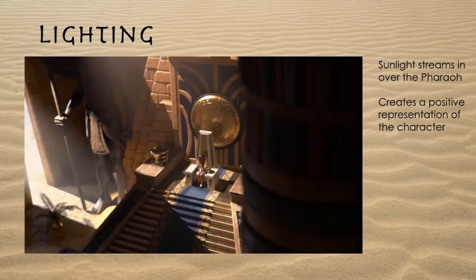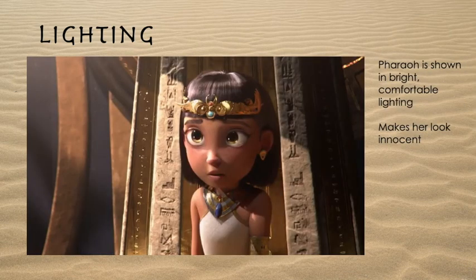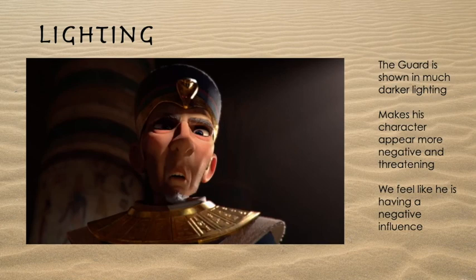audience. The first technique is lighting, and here you can see the opening shot of the film. Sunlight streams in over the Pharaoh, and this creates a positive representation of the character. The early lighting on the character is bright and comfortable, and it makes her look both good and innocent. In comparison, the guard, who's really the bad guy of the film, is shown in much darker lighting, and this makes his character appear more negative and threatening. We feel like he's having a negative influence.